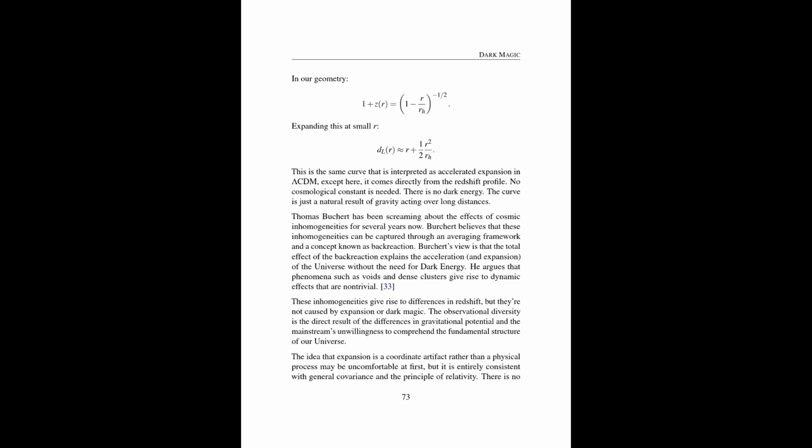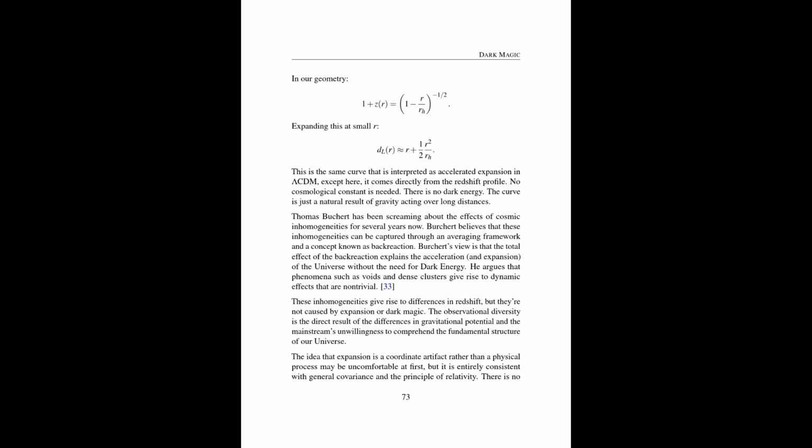This is the same curve that is interpreted as accelerated expansion in Lambda CDM, except here it comes directly from the redshift profile. No cosmological constant is needed. There is no dark energy. The curve is just a natural result of gravity acting over long distances.